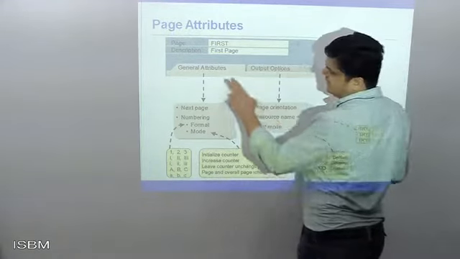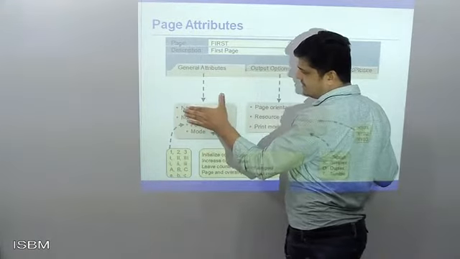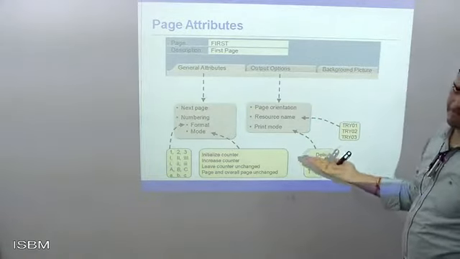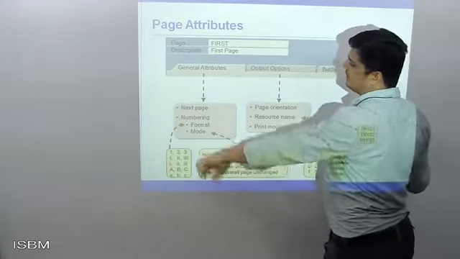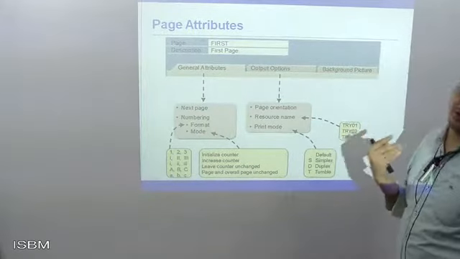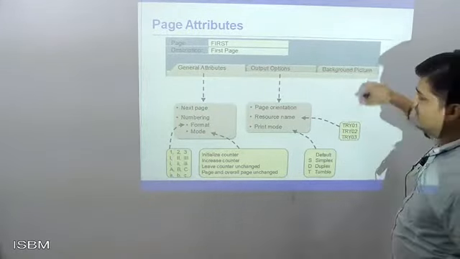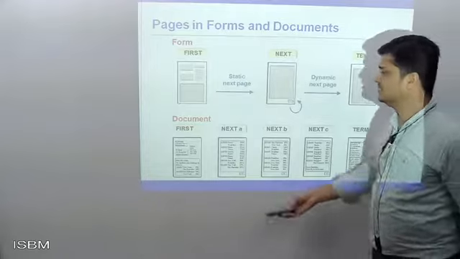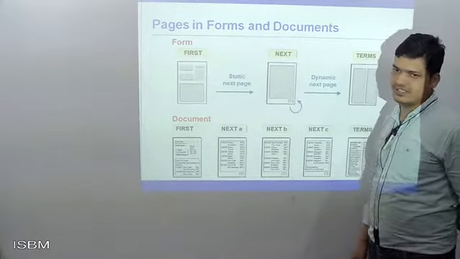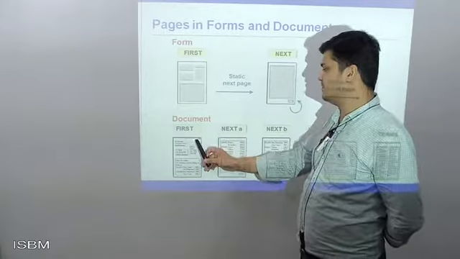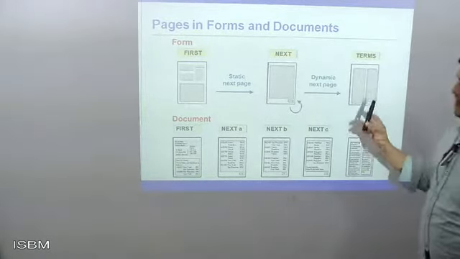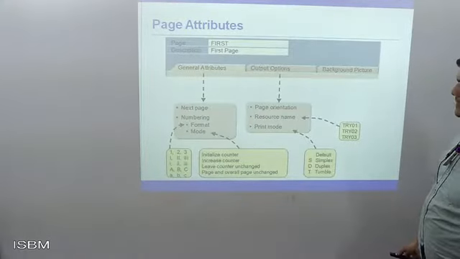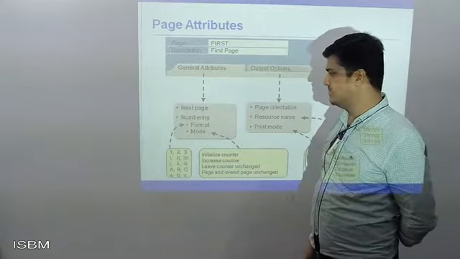Sorry, we have general attributes for the first page. In the general attribute, first we write the next page, then we have a numbering format mode, in which way you want to print the pages. Obviously, when you are printing the pages, in the previous slide we saw that there is a number of pages, so we require the page numbers, 1, 2, 3, 4, 5, on the top left side or right side. In which way you require the numbering, this is the format.